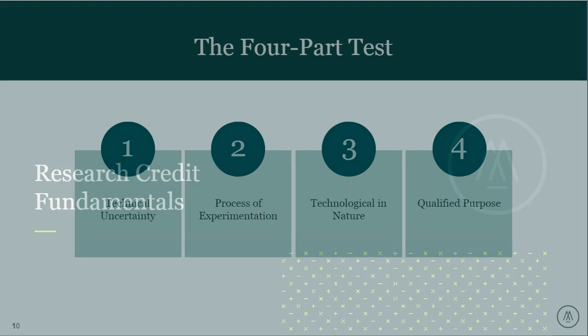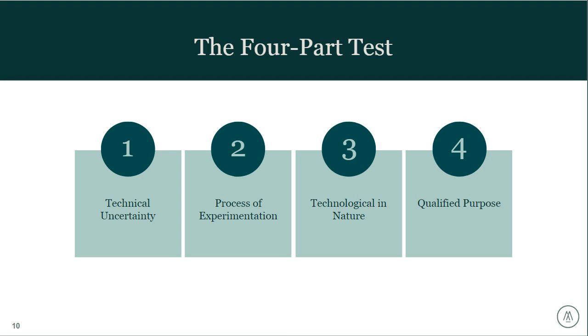So those of you that are claiming the credit probably are aware of the 4-part test: technical uncertainty, process of experimentation, technological in nature, and qualified purpose. And we're just going to go through briefly each of these and provide some examples of how you might document that they qualify.